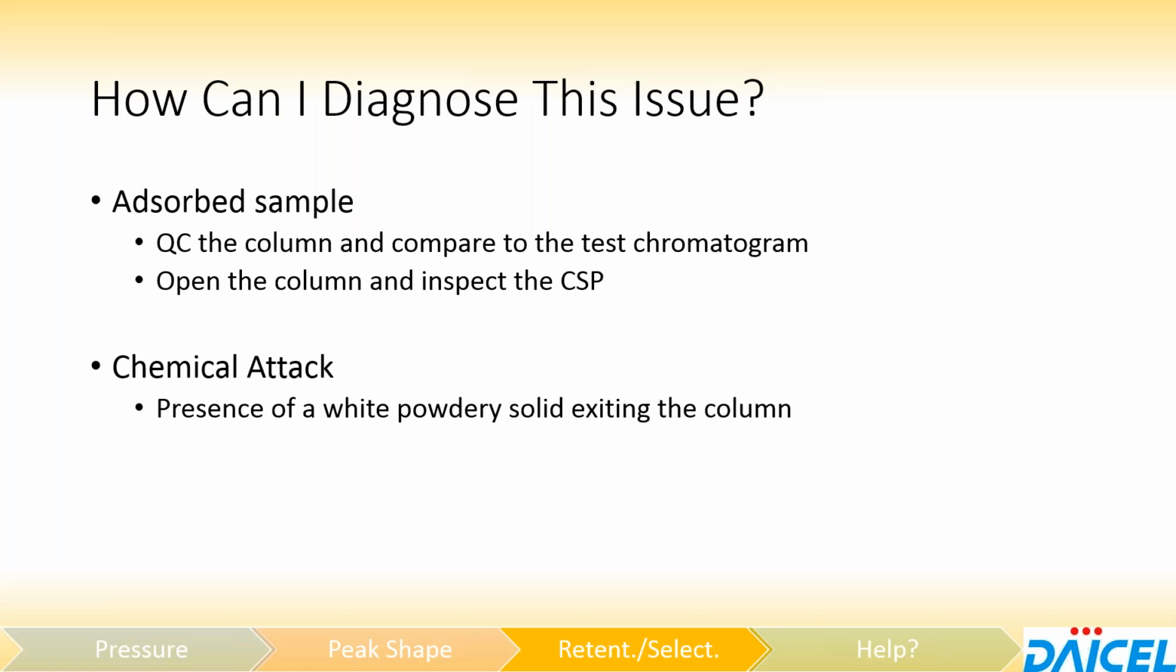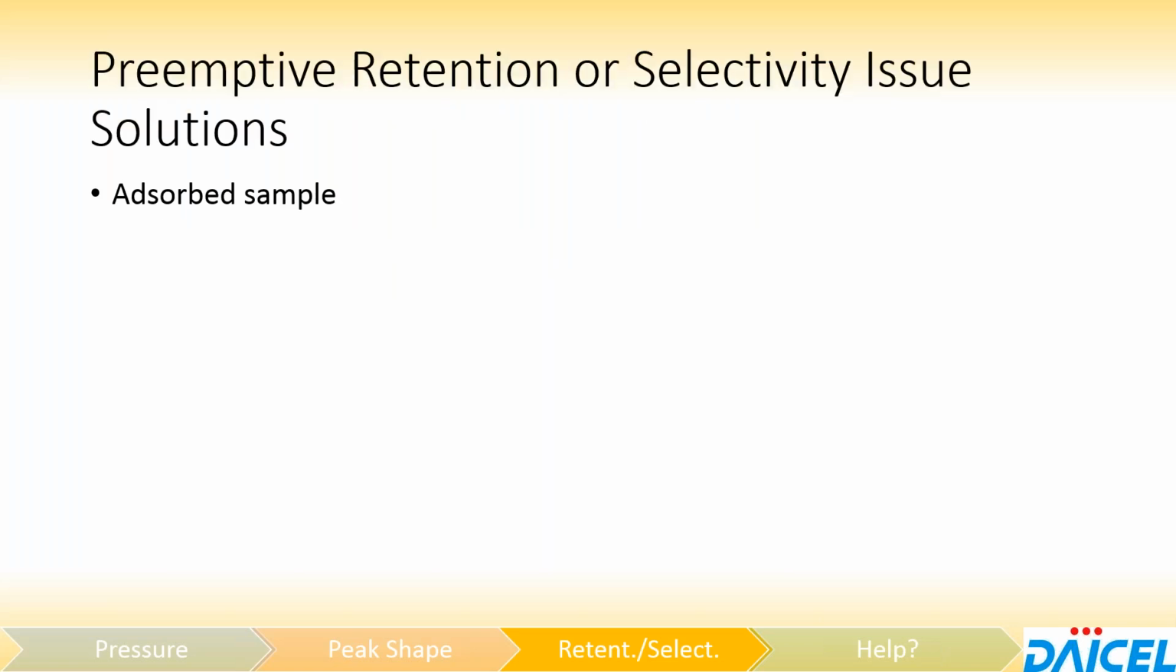And then for chemical attack, oftentimes the incompatible solvents or the too high or too low pH, you will actually end up seeing some kind of a white powdery solid exiting the column. And that's either the silica gel that has degraded and is now coming out, or it's the polymer that has eluted and been dissolved off the surface of the silica gel. And that is one of those issues that is unique to our chiral columns, something that you should be very, very aware of. I'll talk about solving compatibility in a couple of slides, but that is how it will manifest itself.